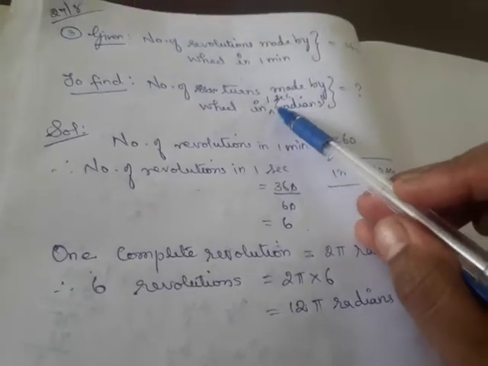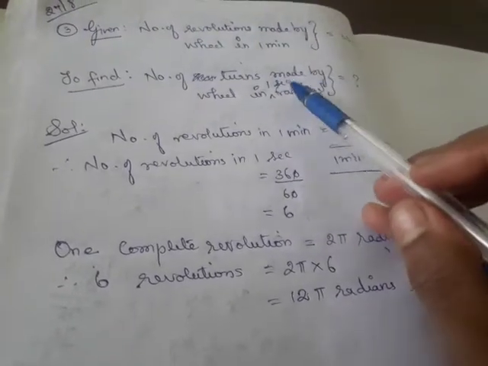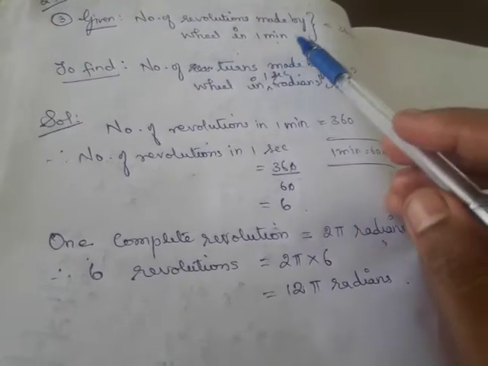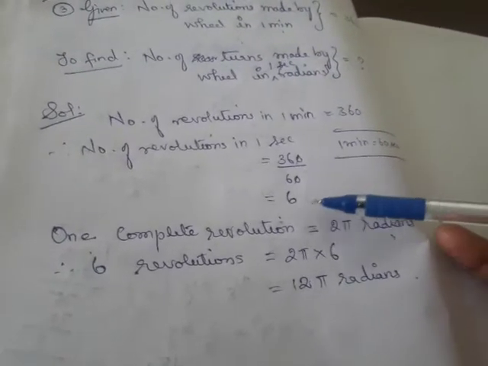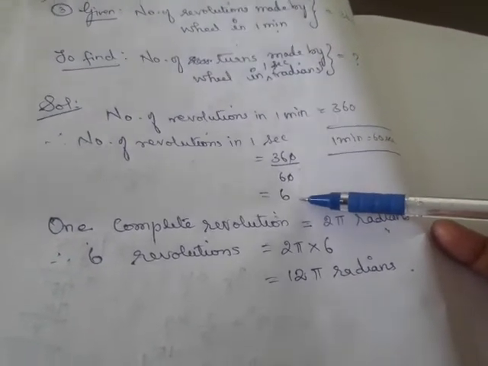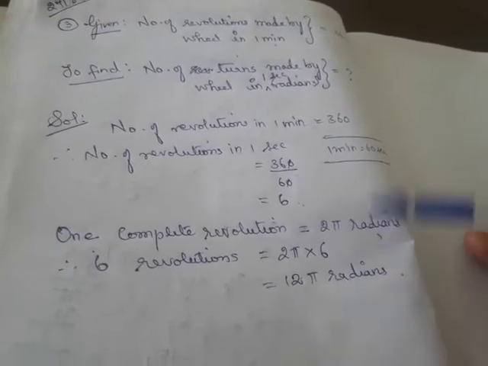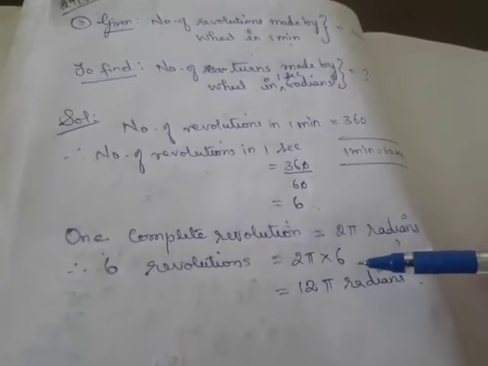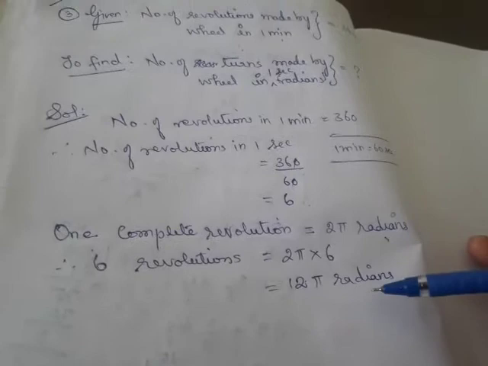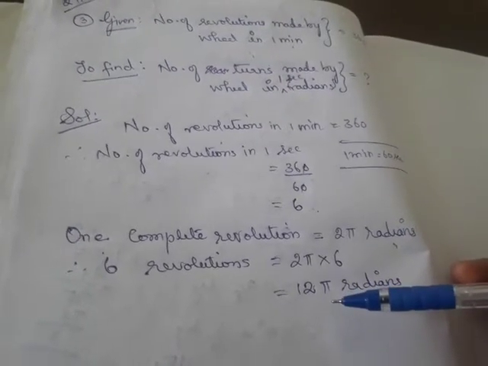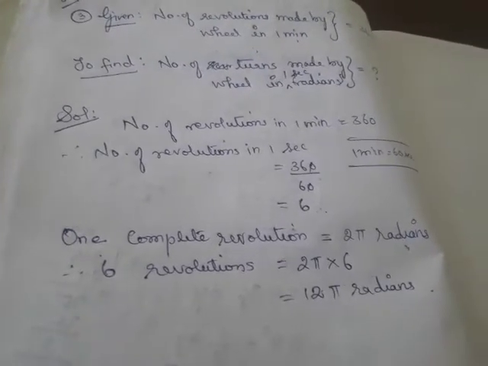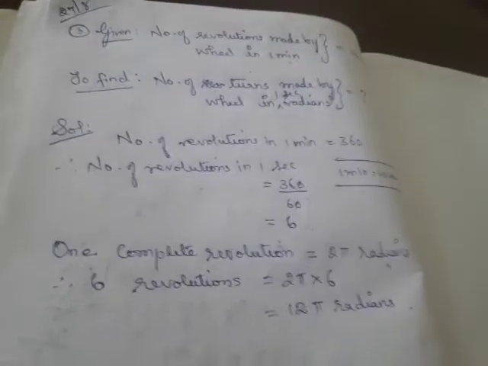Now they asked you to find how many turns are made by the wheel in 1 second, but the data is given in 1 minute. So first find out how many revolutions it makes in 1 second, and then you can directly convert that many revolutions to radians by multiplying by 2 pi. Right, and also I told you, when you are writing the answers in radians, if you leave it in pi, no problem. You don't need to simplify it further by substituting the value for pi. So this is your answer, 12 pi radians. Right, let us solve the next question.